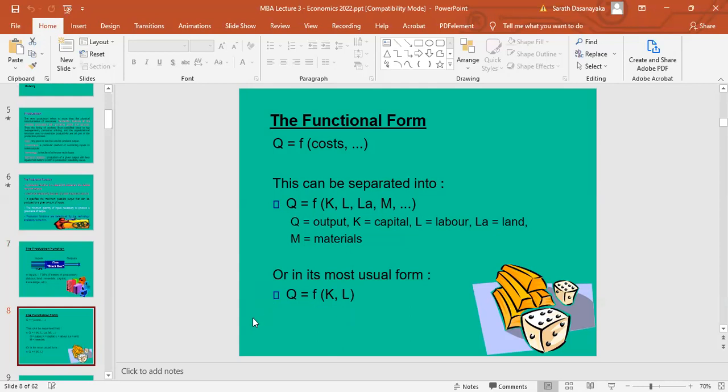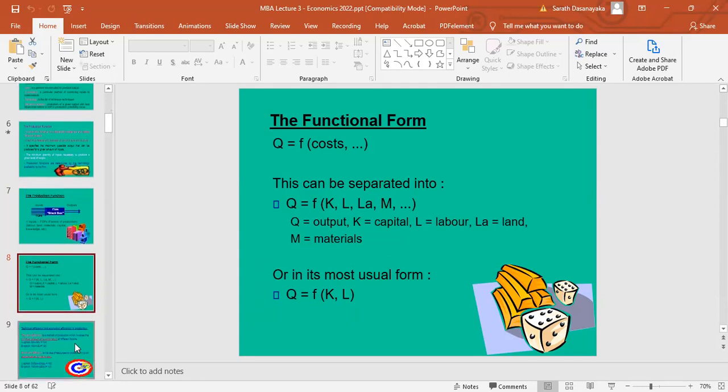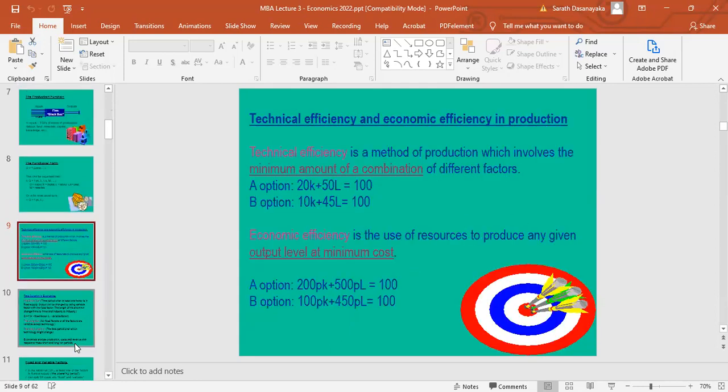That way, economists build many theories by using what we call partial equilibrium analysis. But in general equilibrium analysis, both are changing together. Then what is going to happen to output? That is a little difficult. But anyway, the mathematics is there, so we can do that also. Then you can see the technical efficiency and economic efficiency in production.